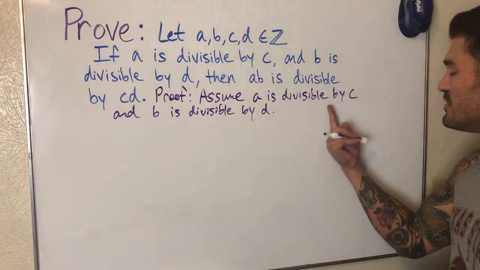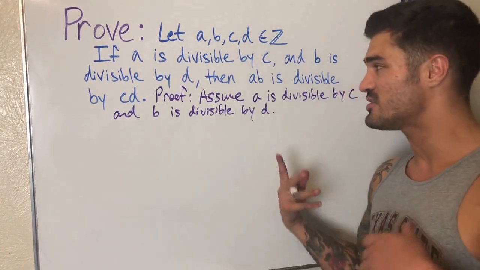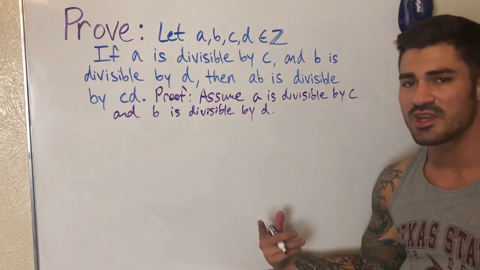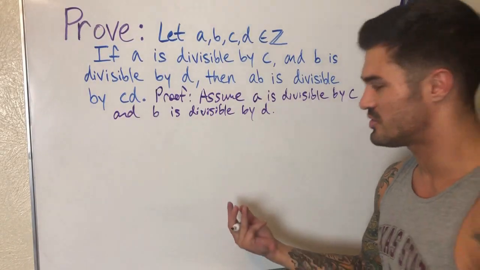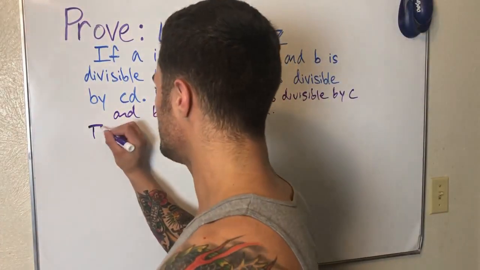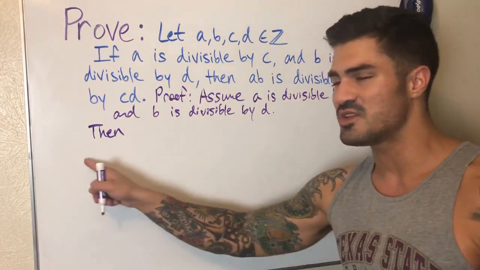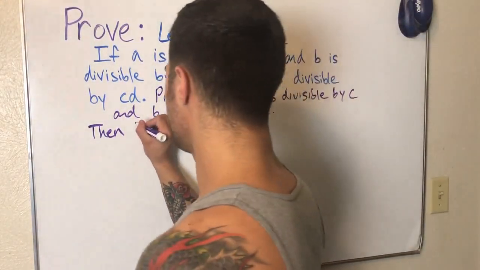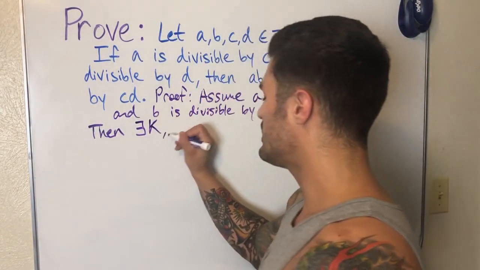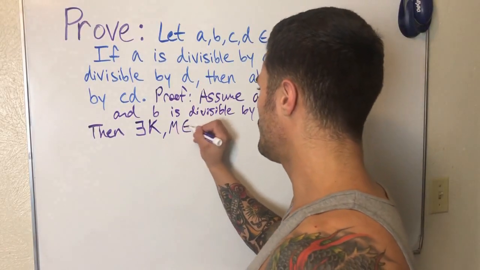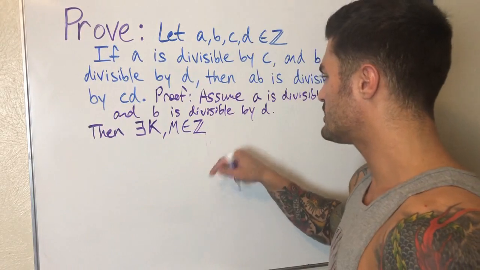So if A is divisible by C, then what is true about A? Then there exists an integer K such that A equals C times K, right? And same with this B, there exists an integer. So I need two integers. So I'm going to say then there exists integers, and you could write this out in two separate steps. There exists a K such as this, there exists an M such as this, that kind of thing. But I'm going to list them both out here to save space. There exists a K and an M. Both of these are integers, alright?